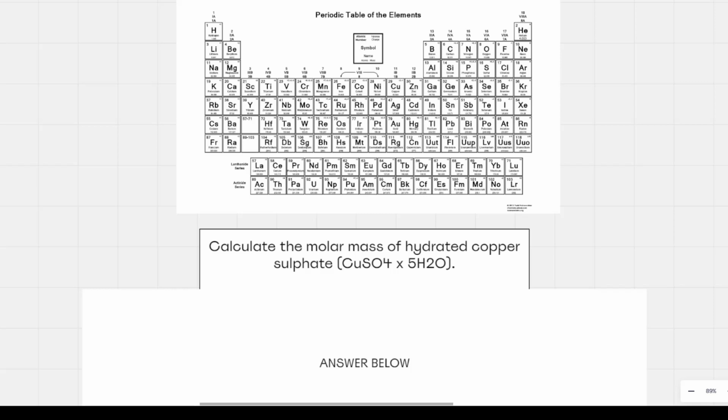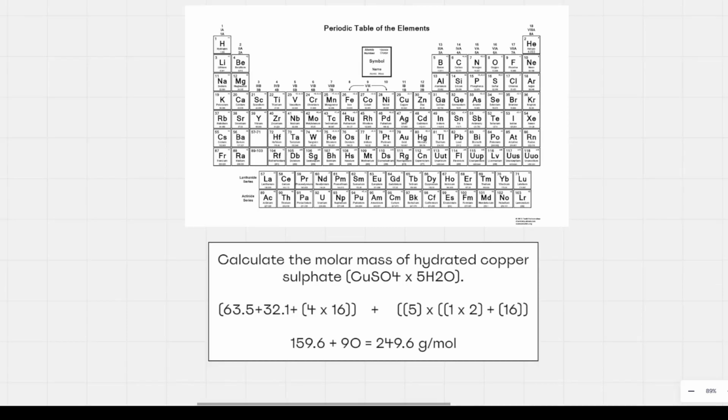So this problem, same idea. For hydrated metal compounds, you do it a little bit differently. For the first half of the compound, for example copper sulfate here, you would do the same thing. You would do the average atomic mass of copper multiplied by its amount, and then the same for the sulfur. You would do the average atomic mass of oxygen multiplied by its amount, so that's 4. So over here it's 63.5 for copper plus 32.1 for sulfur plus 4 times 16, because 16 is the AAM of oxygen and there's 4 of it present.